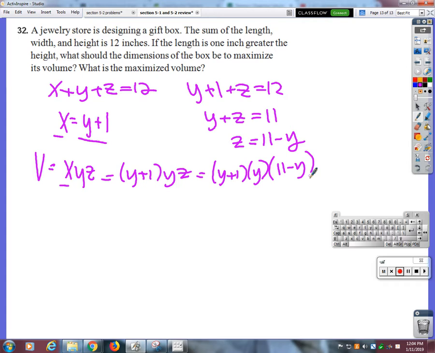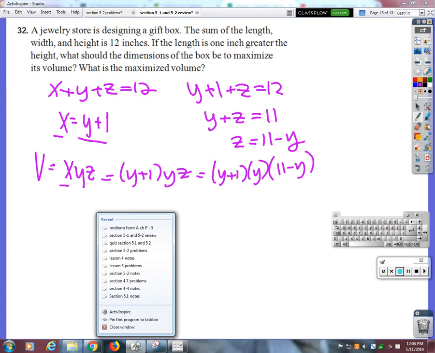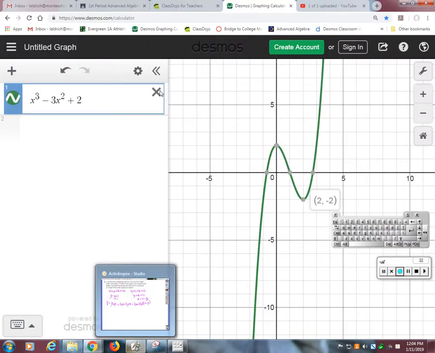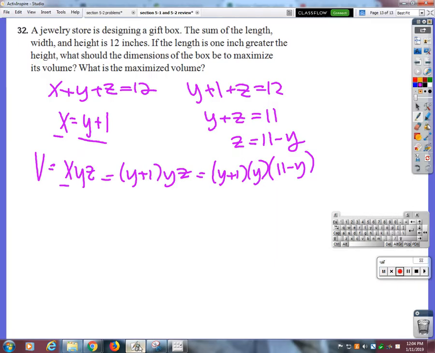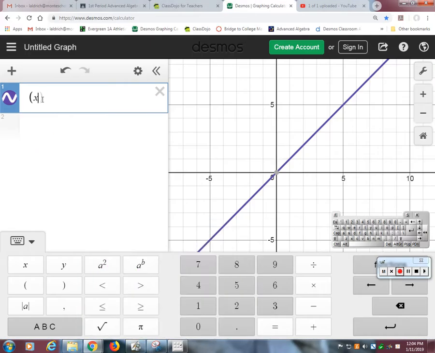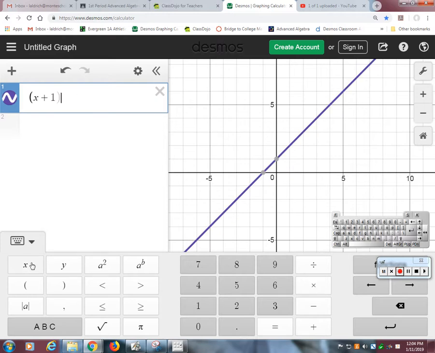Okay? Oh, I like that facial expression. That's good. No, that's not the answer, but now that I have it with only one variable, I can graph it, and I can use the graph to find the answer. Okay? I'm going to change the y's to x's because Desmos is happier that way. So I'm going to go x plus 1 times x times 11 minus x.